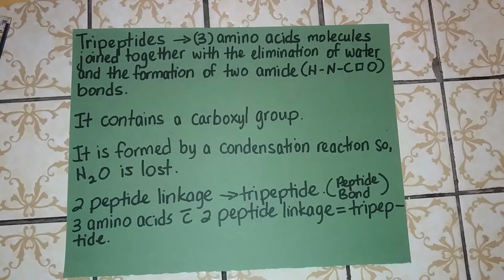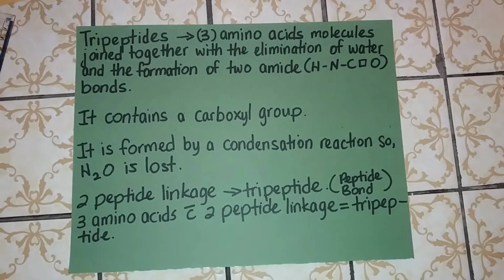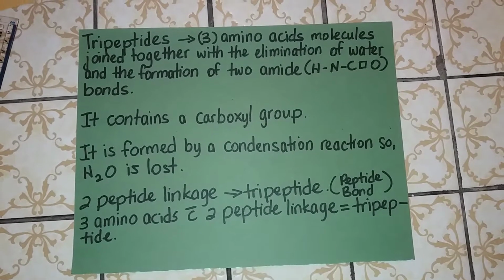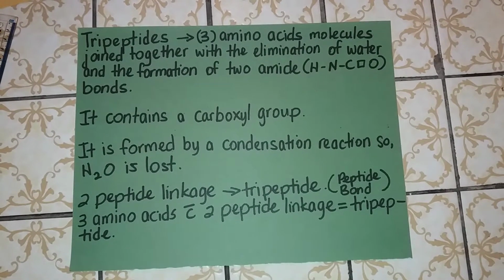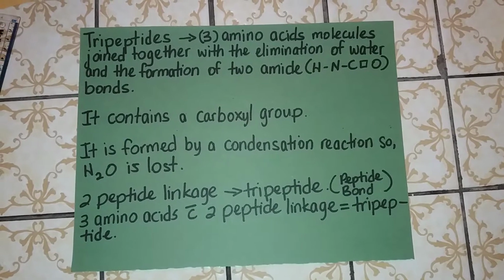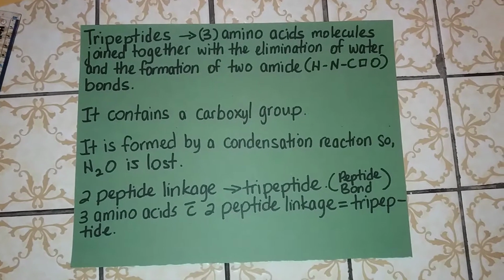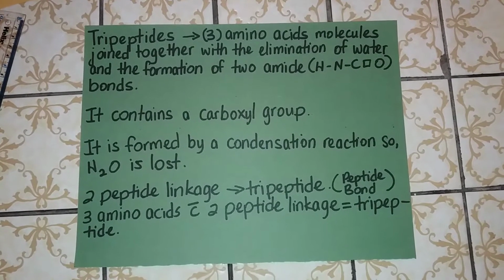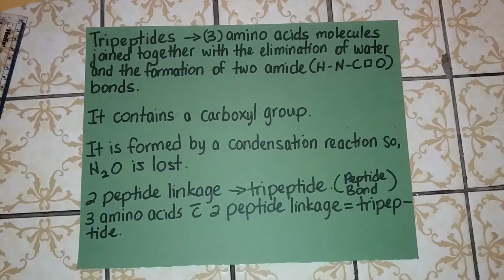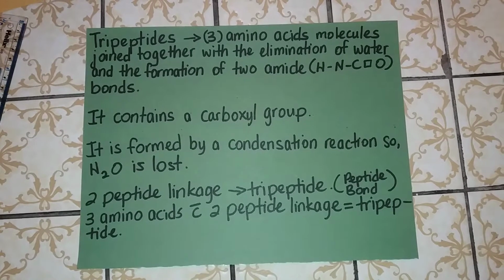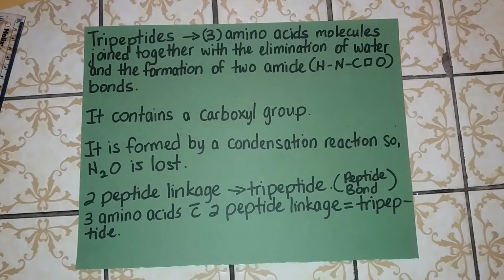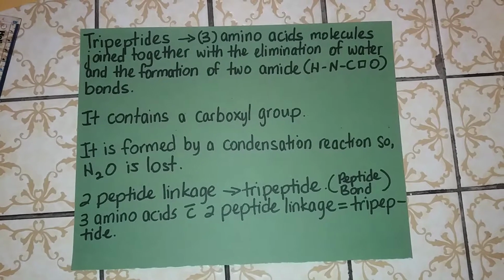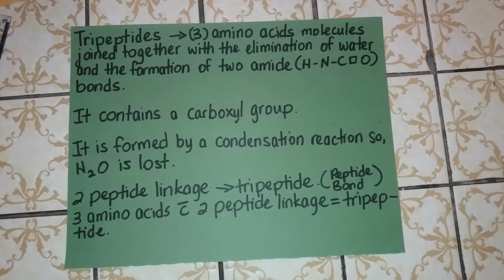Tripeptides contain 3 amino acid molecules joined together with the elimination of water and the formation of 2 amide bonds. It contains a carboxyl group. It is formed by a condensation reaction, so water is lost. It has 2 peptide linkages, which are peptide bonds. 3 amino acids with 2 peptide linkages will give you a tripeptide.